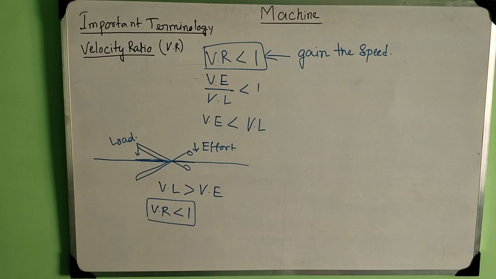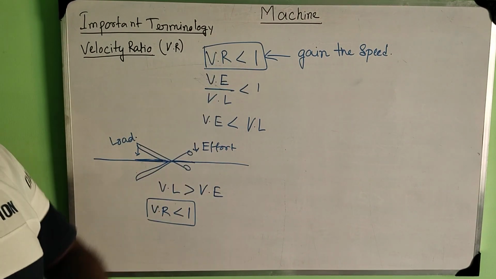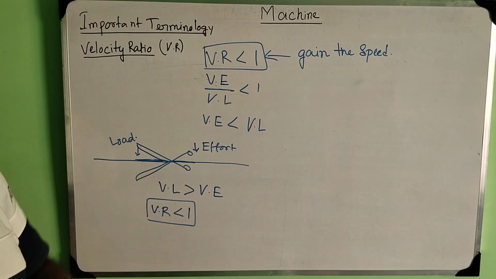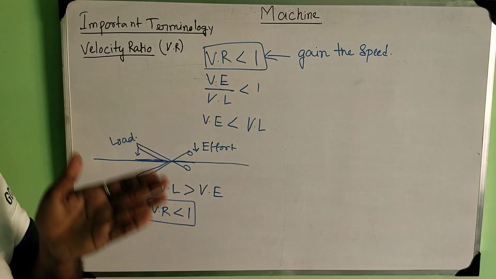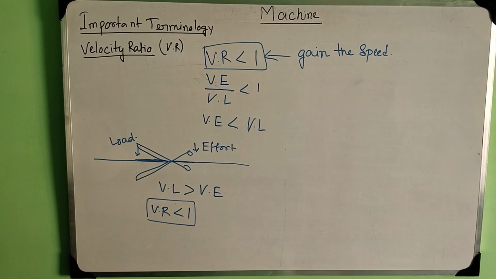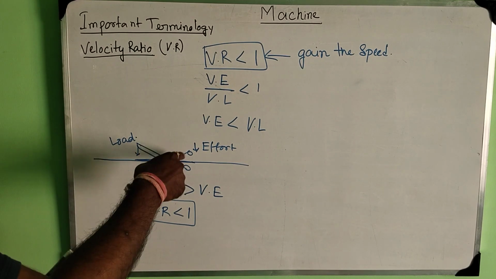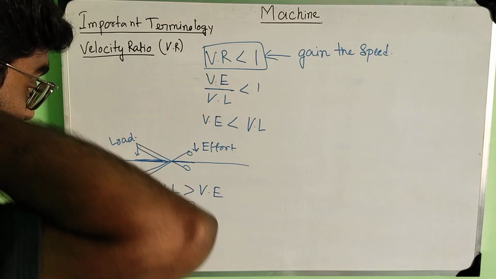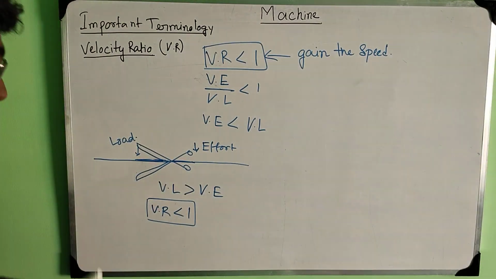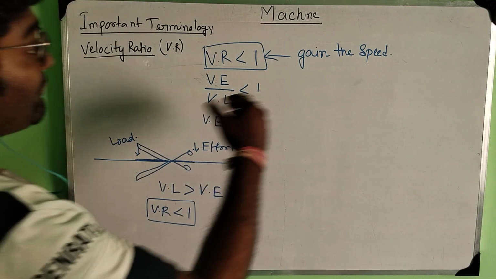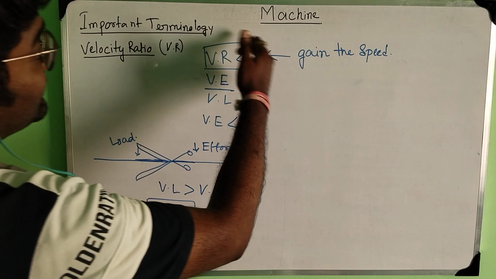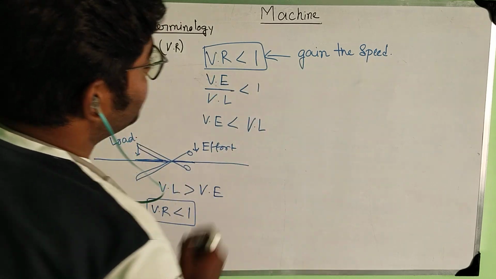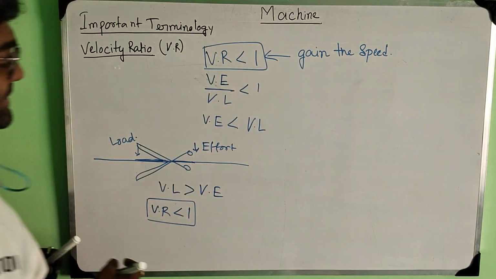So the machine which has velocity ratio less than 1, in case of scissor, and in case of knife also, the blade of the knife is longer. That is why the speed with which it cuts the pages is greater. But here we have to give more effort than the load. Here in velocity ratio less than 1, we have to give more effort than the load. This we have to maintain. If the velocity ratio is less than 1, they will act as a gain in speed.